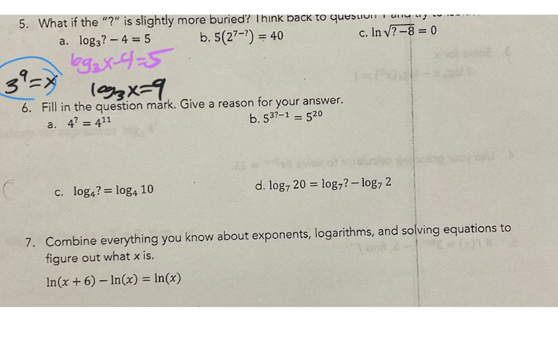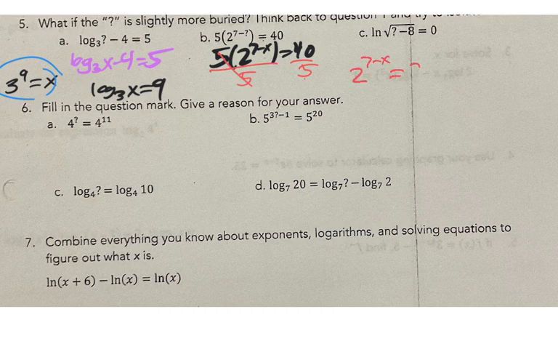So next, what do I have? If I rewrite this, this is 5 times 2 to the 7 minus x equals 40. Divide by 5 on both sides. Very good. So that gives me 2 to the 7 minus x equals 8.